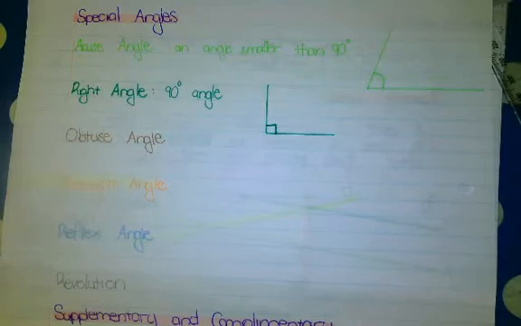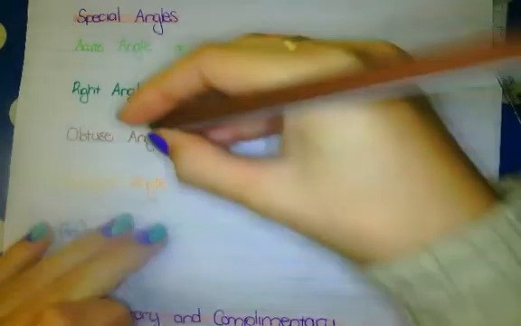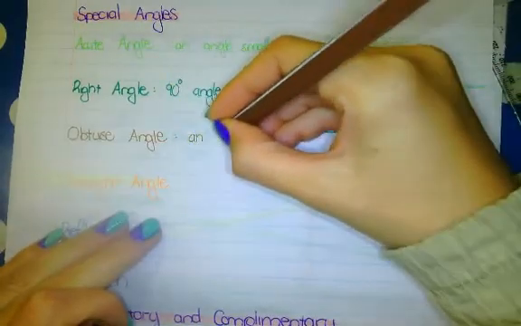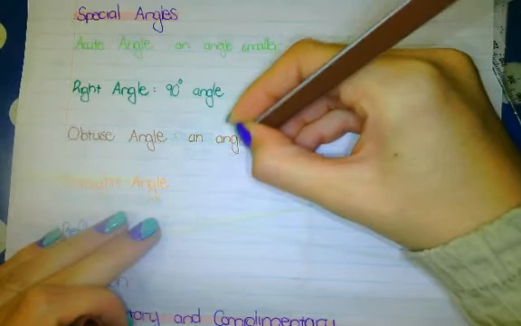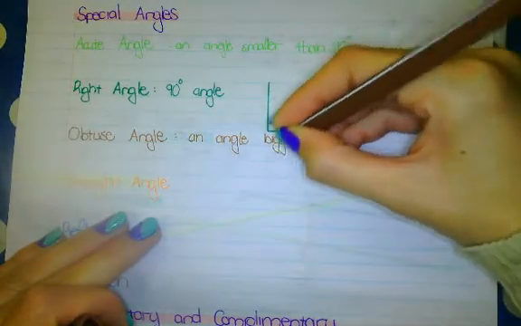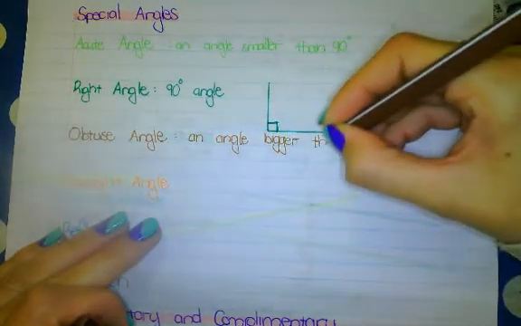Okay, next up, obtuse angle. An obtuse angle is an angle that is bigger than 90 degrees. So it's an angle bigger than 90, but smaller than 180.